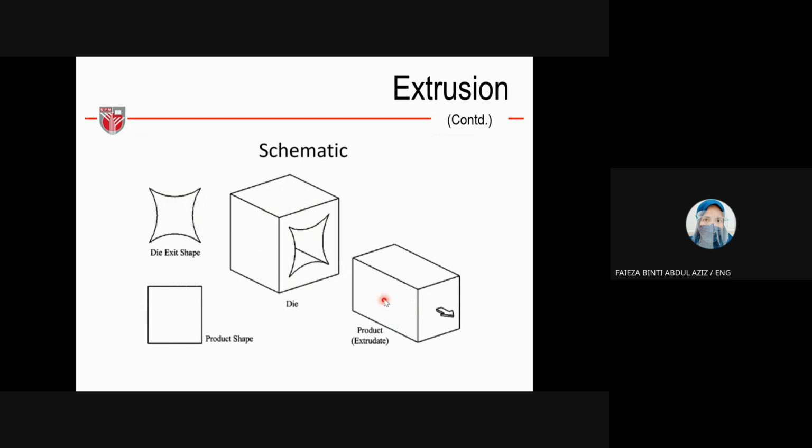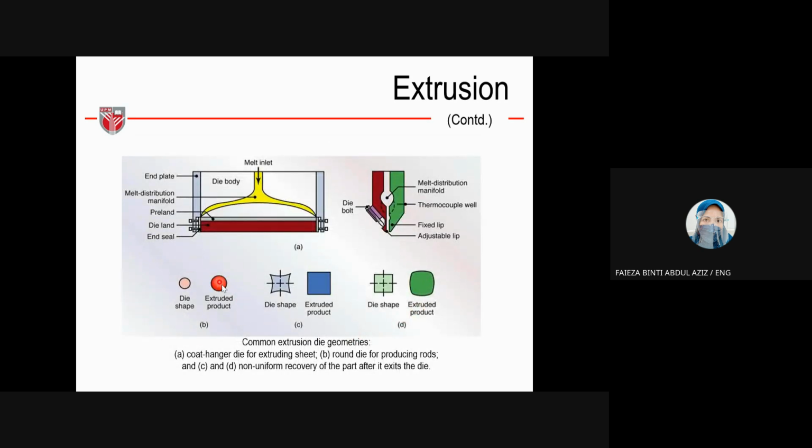So this is the extrudate. Extrudate is the product, the component that is produced using the extrusion machine. So we call it extrudate. So the product is like this. Even though the die exit shape is like this, the final product is like this, the extrudate. So you have to remember this shape.